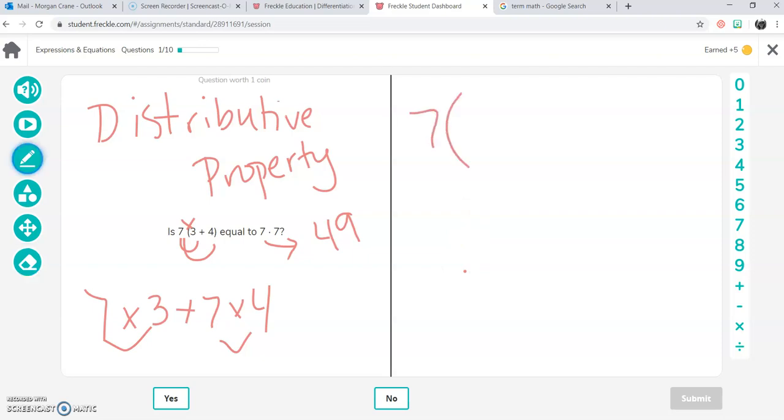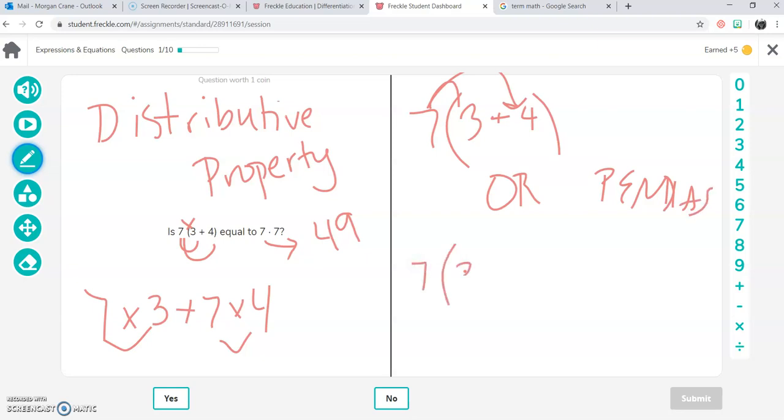7 times 3 plus 4. You can distribute it out or solve the parentheses first with PEMDAS. That was really terrible, I'm sorry. So we have 7 times 3 plus 4. You do parentheses first and we get 4 plus 3, which is 7. 7 times 7 is equal to 7 times 7. So yes, this problem works.